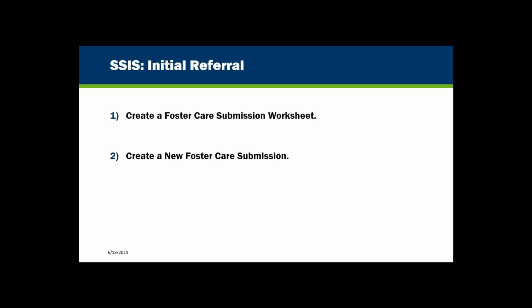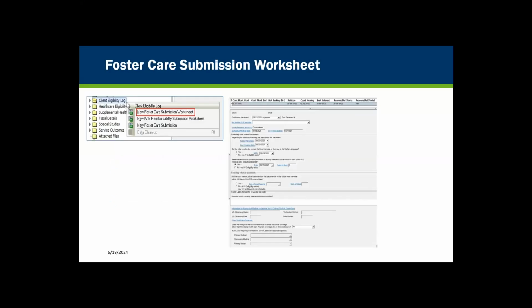So for an initial referral, when a child initially goes into foster care, we create a foster care submission worksheet. Go down to that 5th folder, create a new foster care submission, and simply click on the action button, Submit to Maxis. So it's very quick and easy. Debbie had talked previously about the preliminary screens that need to be entered before you can do an initial submission. And so once those preliminary screens are entered, those dates and information populate into the foster care submission worksheet.